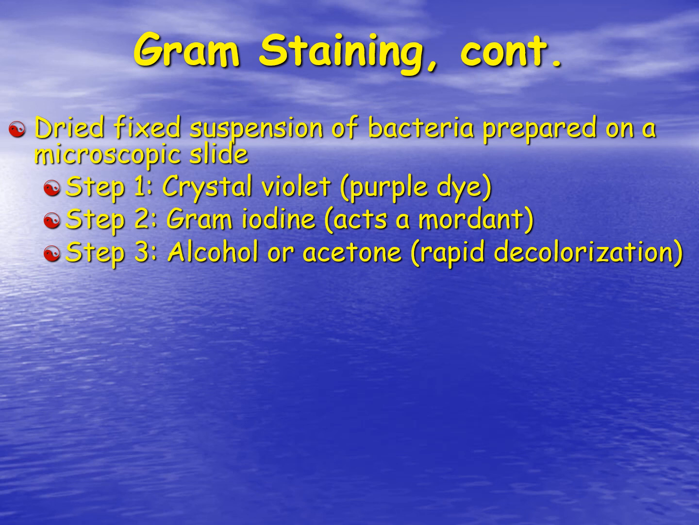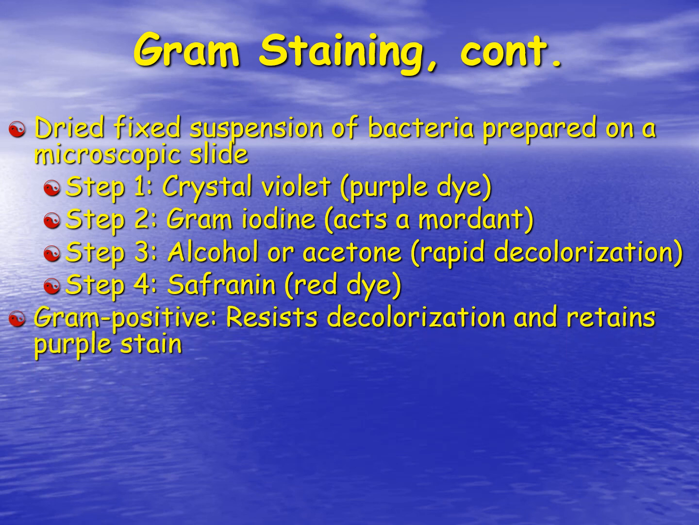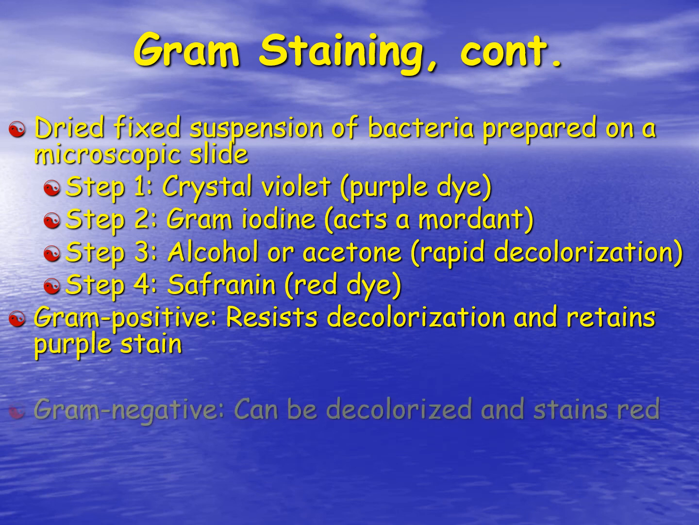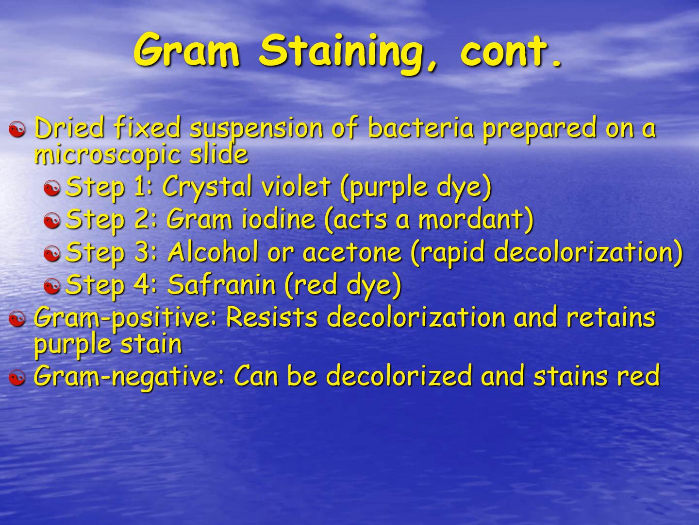And again, usually we use about a 50% alcohol with an acid, and most of the time we use acetone as this acid, and this causes rapid decolorization of the gram-negative bacteria. Then we add the secondary safranin stain, which is an acidic red stain, and those gram negatives then take up the safranin stain. So gram positives again resist decolorization and retain the crystal violet and remain purple. The gram negatives decolorize and stain red with the safranin.